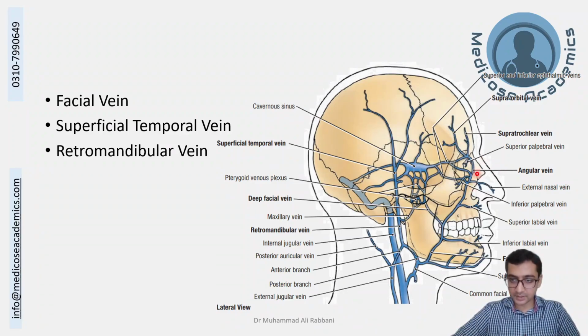So this is the facial vein, and superiorly the facial vein is made by the fusion of the supraorbital and supratrochlear veins, and they join to form the facial vein. They come down and move along the lateral aspect of the nose to the lateral aspect of the mouth, and they join with the lingual vein, usually, to form the common facial vein, and they drain into the internal jugular vein.